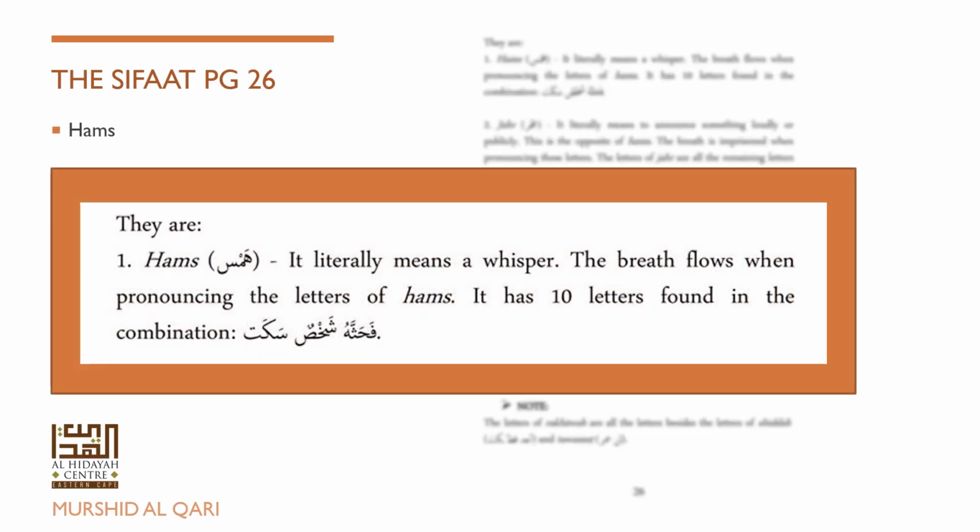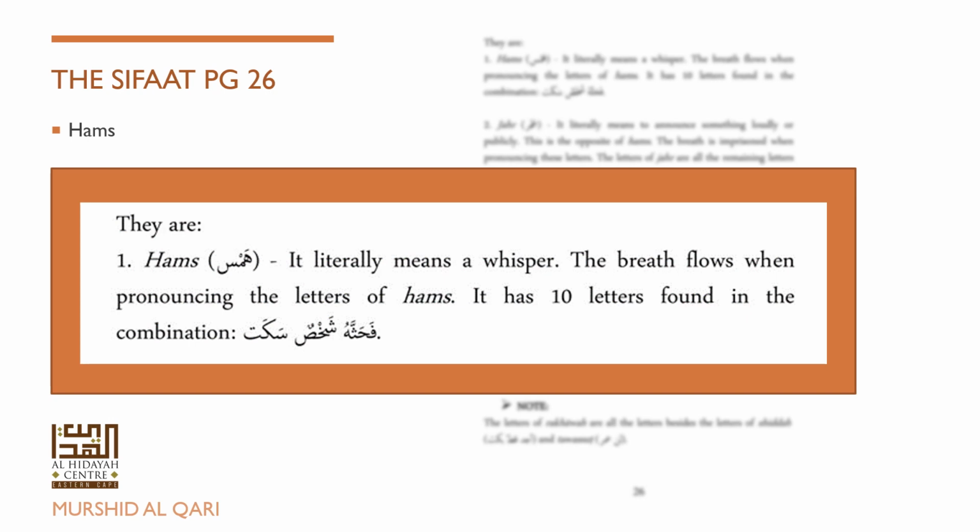So what are these sifat? They are, number one, hams. Hams. It literally means a whisper. The breath flows when pronouncing the letters of hams. It has 10 letters found in the combination فَحَثَّهُ شَخْصٌ سَكَتْ. فَحَثَّهُ شَخْصٌ سَكَتْ.